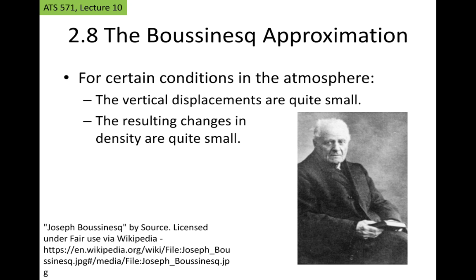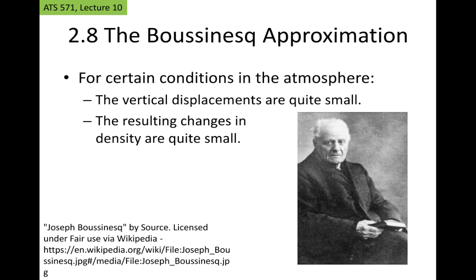One more thing I want to talk about before we move on to moist thermodynamics in the next lecture is the so-called Boussinesq approximation. I've got a good old Joseph Boussinesq picture right there. He was a French mathematician who was deriving equations for fluid motion, and he said that under certain conditions you could make a certain approximation.